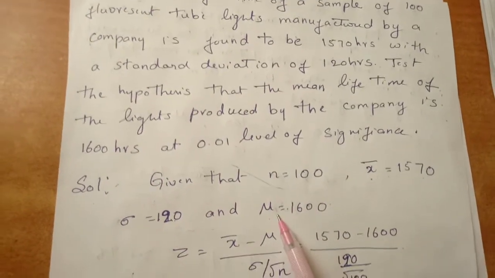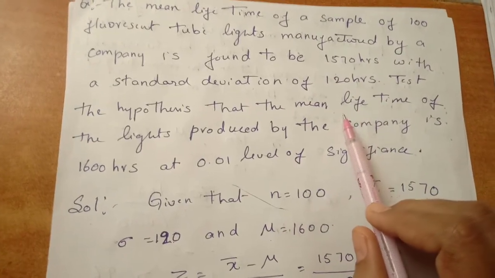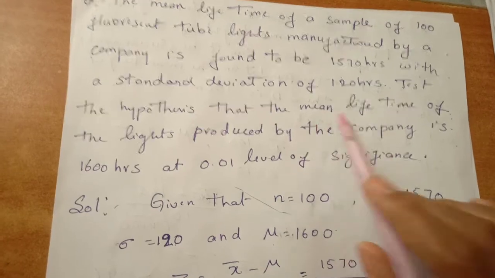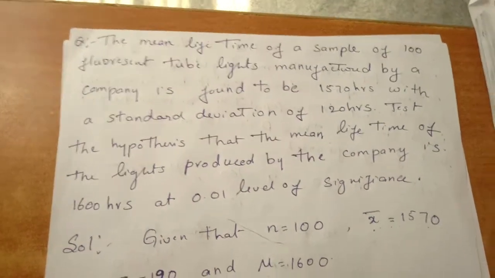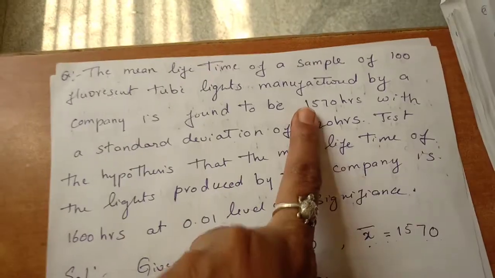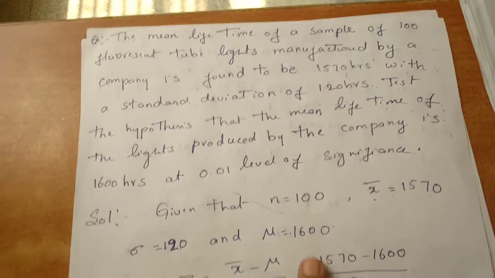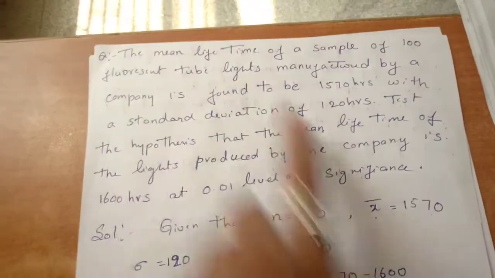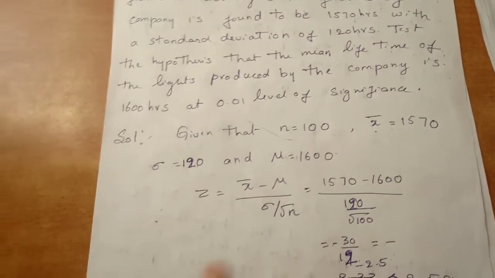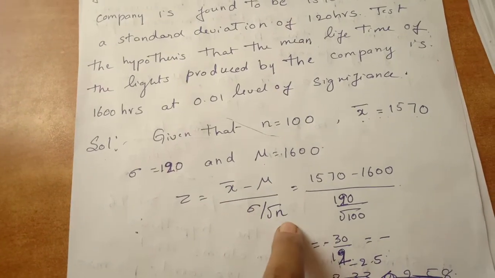as mu. So whatever value they give in the hypothesis, we consider that mean as mu, and the mean given in the problem as the x bar. So is it clear? Hypothesis value should always be mu, and the given value is your x bar. Now find the value of z, that is x bar minus mu by sigma by root n.